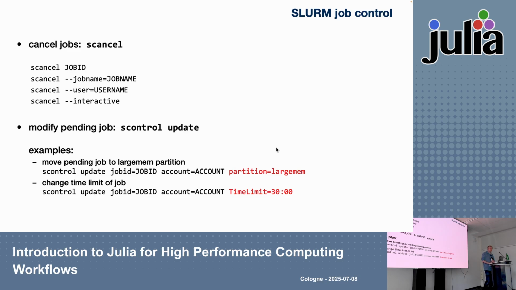Then you maybe want to cancel a job because you figured out there's a mistake in your code, so you don't need it anymore. You can use the job ID to cancel it, or your job name, the user, and so on. And you can even modify a pending job. So if it's not started yet, then you can modify some parameters. You can say, okay, I changed my mind, it should go to a different partition, or there should be a different time limit.